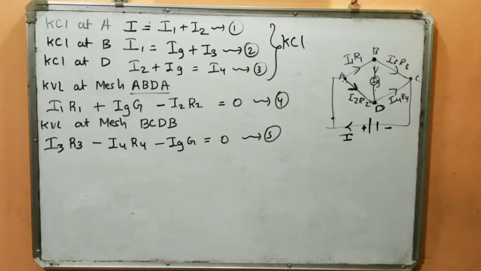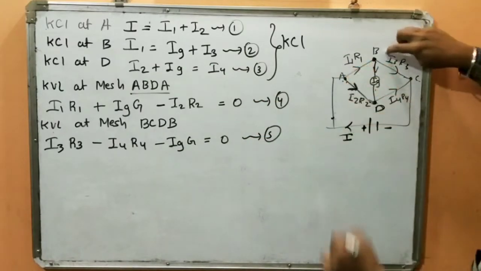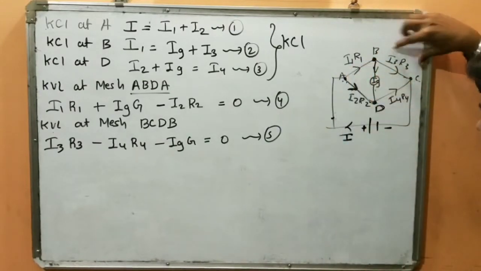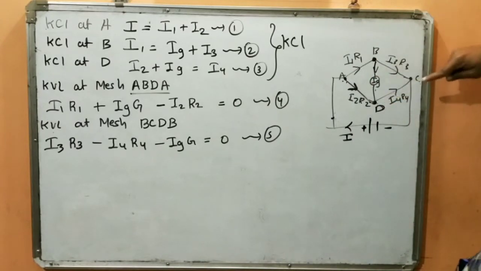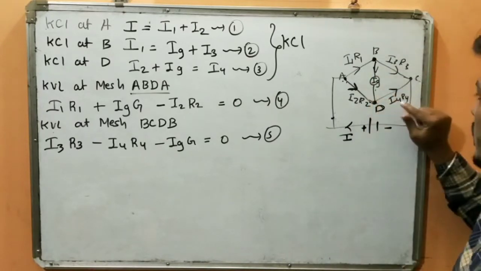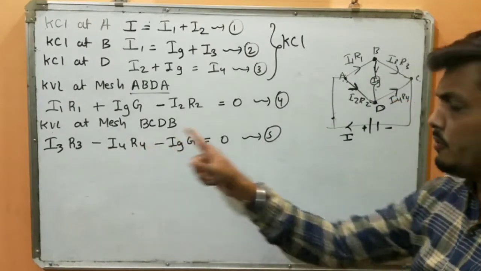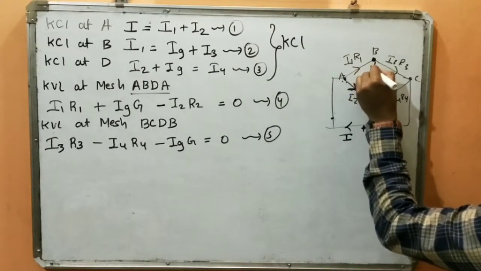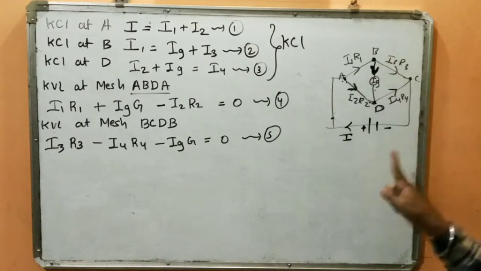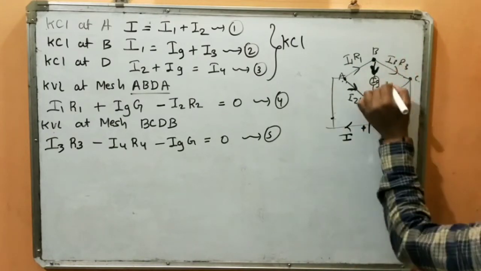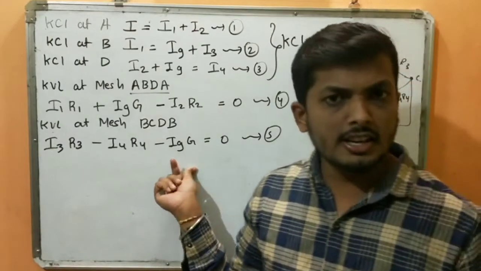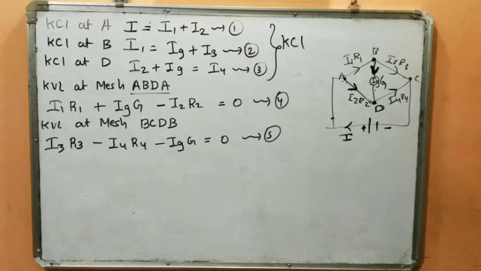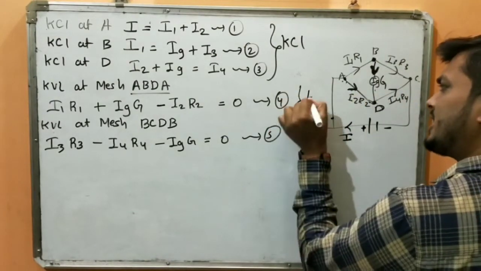Now again look carefully here. This is my mesh BCDB. Current is in this direction, I3 R3, and my mesh is here, CD. But the arrow mark, the current, is in the opposite direction, so I'll take minus I4 R4, and my mesh completes in this direction. But in this direction, you can see that BD is in the opposite direction, so I'll take minus IG G. IG is the current in the galvanometer, and capital G is the resistance of the galvanometer. So this is how we apply the KVL law.